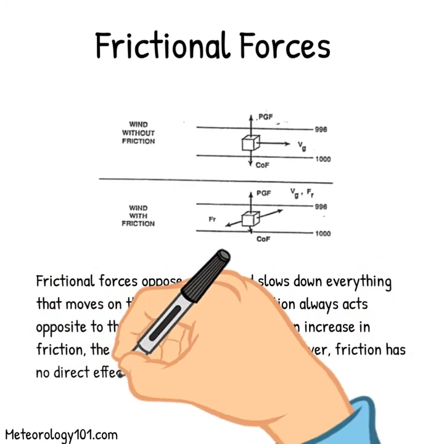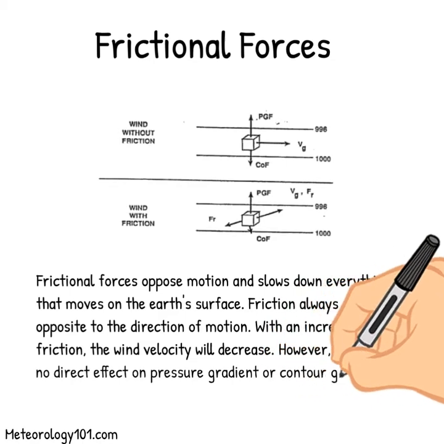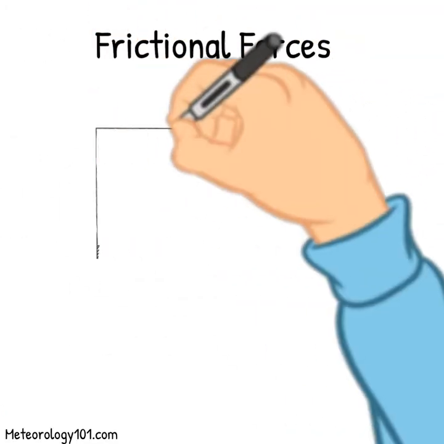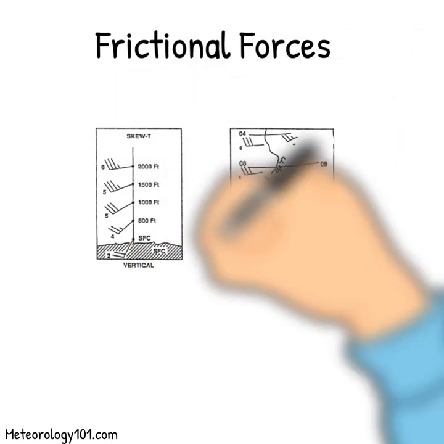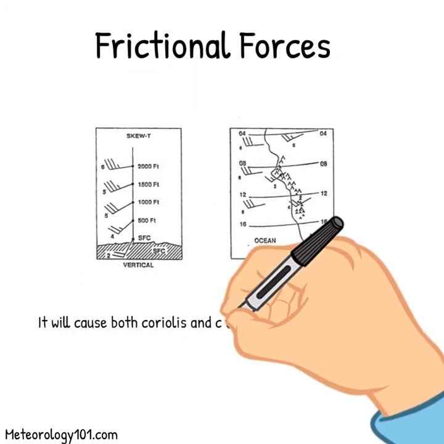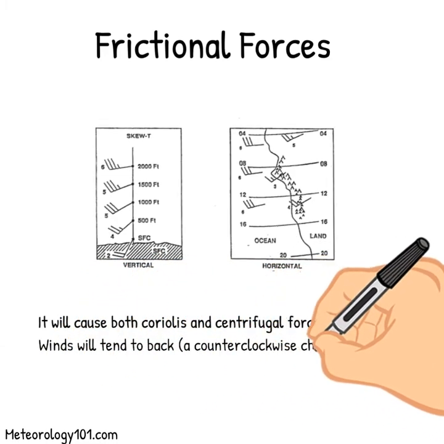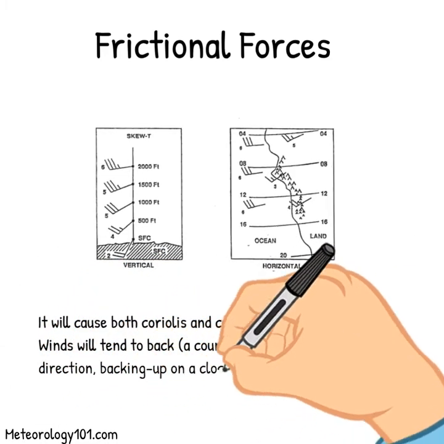However, friction has no direct effect on pressure gradient or contour gradient forces. It will cause both Coriolis and centrifugal forces to decrease. Winds will tend to back, a counterclockwise change of direction, backing up on a clock, toward the stronger force.